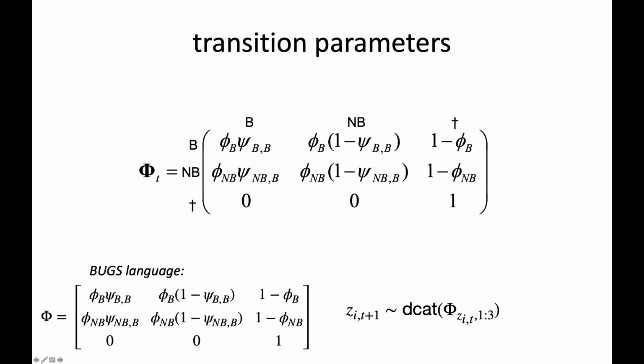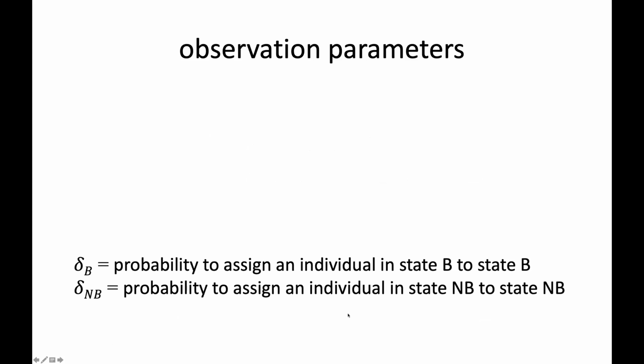So we saw that already. We're going to use a categorical distribution for the latent state. You're alive and breeder, alive and non-breeder, or dead. Okay, the Z.